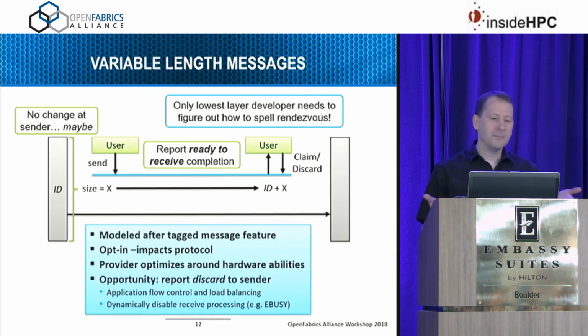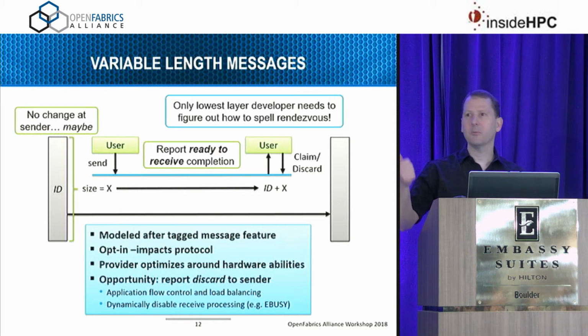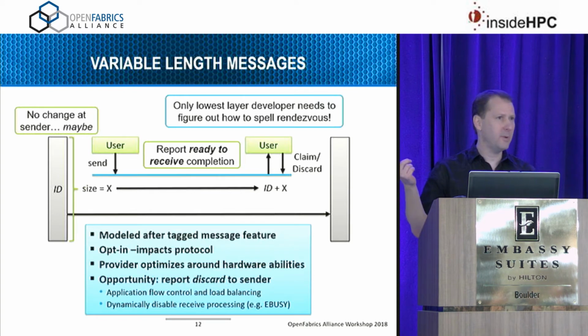So how does it work? Obviously, this is an opt-in model because it does change something at the protocol level, where the application says, I want to send a variable length message. The receiver gets notification of a receive and knows the size of the message. Now at the receiving side, it says, I need to go allocate my receive buffer, wherever it is, come back down to the API and say, claim the message.